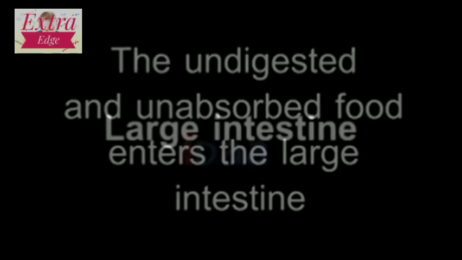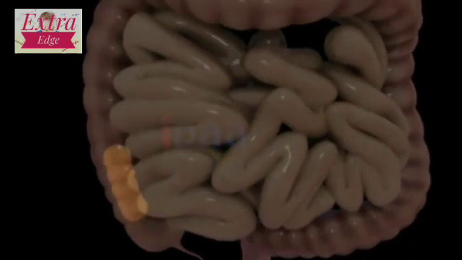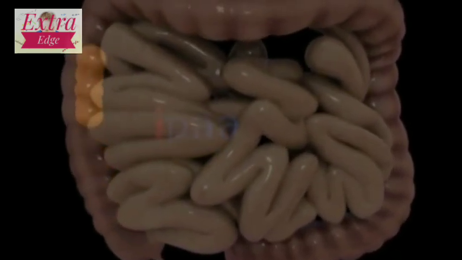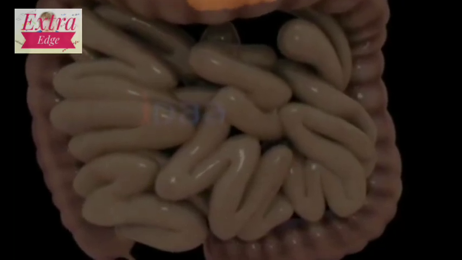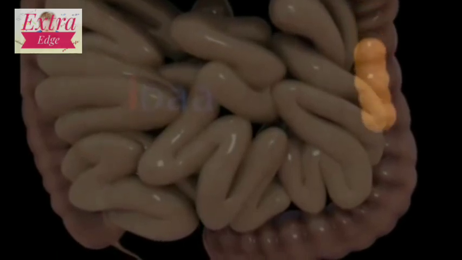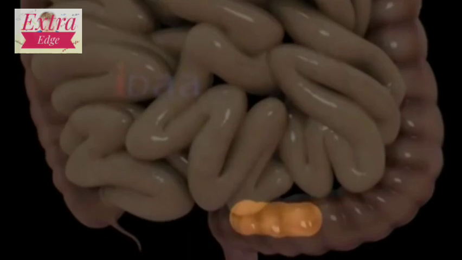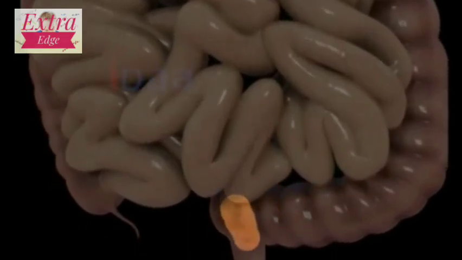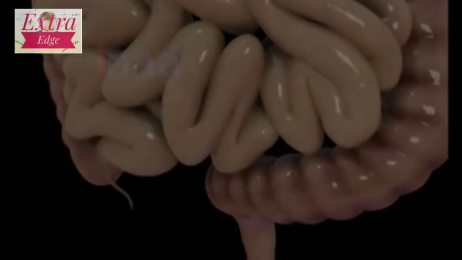The food that remains undigested enters the large intestine. The large intestine is about 1.5 meters in length, and it has two parts, the colon, the upper part, and the rectum, the lower part. The colon absorbs water and some salts from the undigested food. Due to this, the undigested food becomes dry and almost semi-solid. This is known as feces and is stored in the rectum. Feces is passed out of the body through the anus, and this process is called egestion.